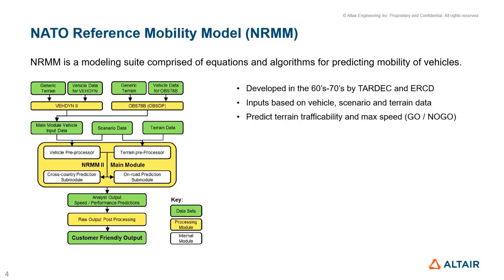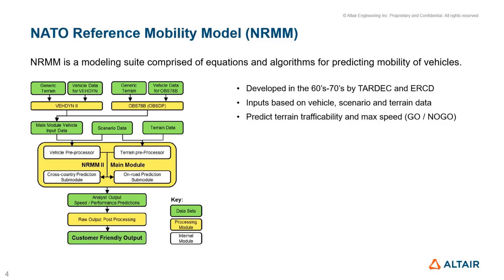So what's the NATO reference mobility model? The NRMM is a modeling tool containing equations for predicting the mobility of vehicles. It was developed by the Tank Automotive Research Development and Engineering Center, TARDEC, in the US Army, and the Engineering Research and Development Center in the 60s and 70s. It used vehicle, scenario, and terrain data as input, and output the prediction of the vehicle mobility, meaning basically the terrain trafficability and the maximum speed with a go-no-go threshold.